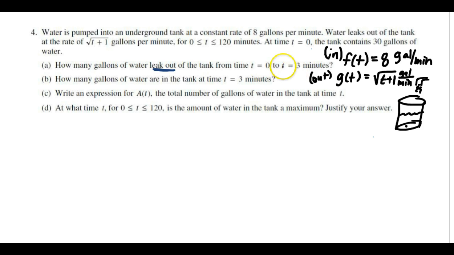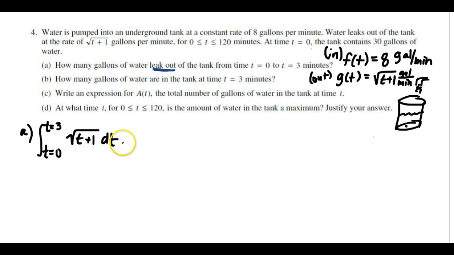So I have two times here. I have t equals 0 and t equals 3, and those are going to be the limits of integration because I need to set up an integral for part A. For part A, I'm setting up the integral from t equals 0 to t equals 3 of my water coming out function, which is radical t plus 1 dt.